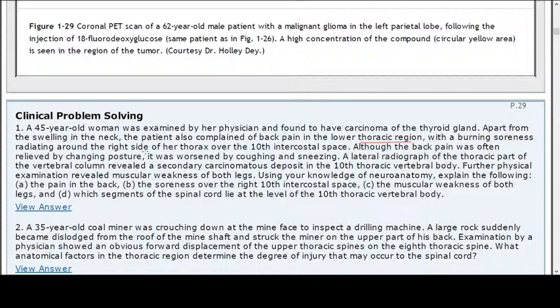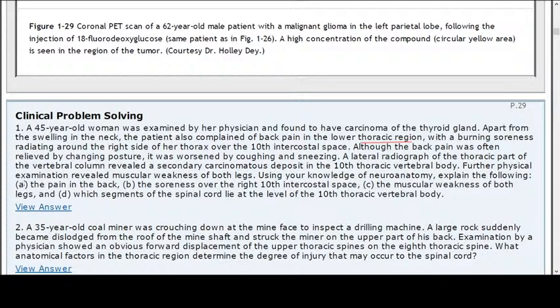She also had burning soreness and irritation around the right side of the thorax over the 10th intercostal space. Although the back pain was often relieved by changing posture, it was worsened by coughing and sneezing. A lateral radiograph of the thoracic part of the vertebral column revealed a secondary carcinomatous deposit in the 10th thoracic vertebral body. Further physical examination revealed muscular weakness of both legs. Using your knowledge of neuroanatomy, explain the following.